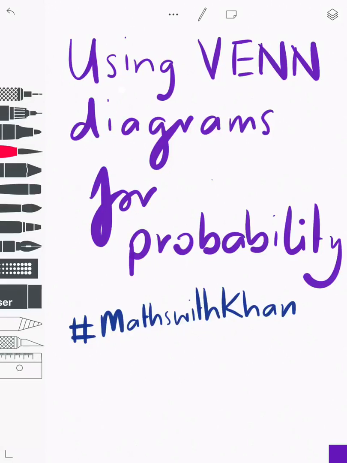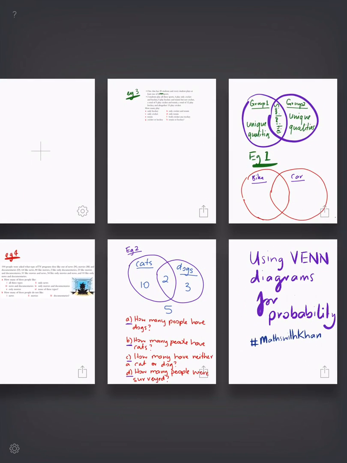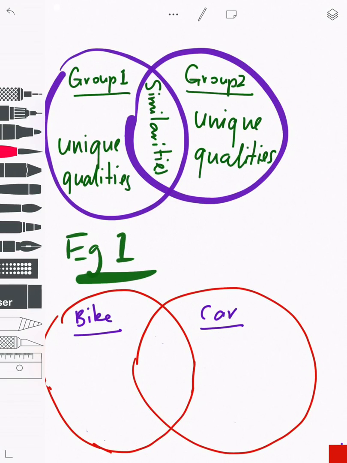Hey guys, so today we're going to be talking about Venn diagrams as an introduction and how we use them within probability. So let's start off with going through what a Venn diagram is very quickly, just to refresh your previous knowledge. Up the top here, you'll see two circles in purple.